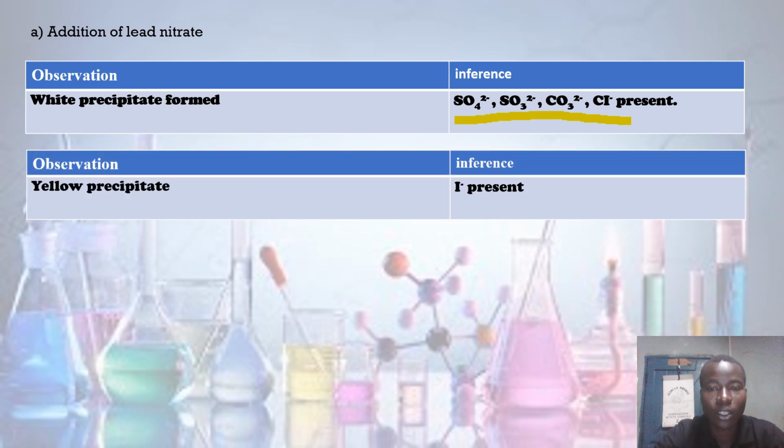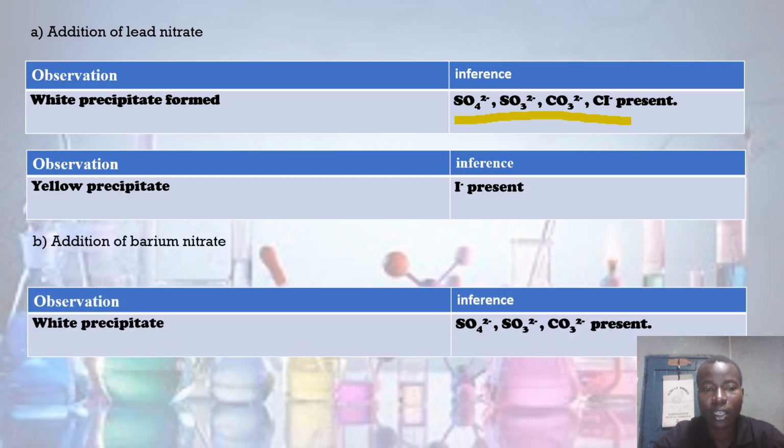Next, if you see a yellow precipitate, it will now imply that the iodide ions are present. Next, there is the use of barium nitrate. Barium nitrate, when you use it, when you see a white precipitate, you are having the sulfate, sulfite, and the carbonate ions being present.